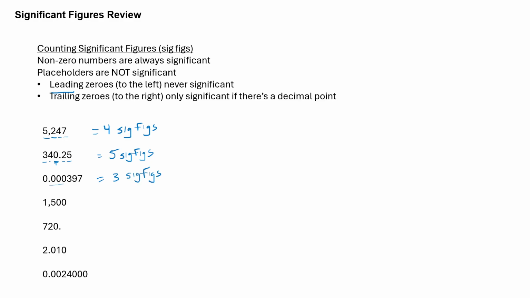Next, we have 1,500. Well, these zeros, their only purpose is to push the 1 and the 5 to the left, right? So in 1,500, these are trailing zeros. These trailing zeros are not significant in this case. So I only have 2 sig figs because those are placeholders. Now, this is a little odd, 720 dot. What is that dot doing there? The purpose of that dot is to tell you that I've measured that far. So that 0 actually is significant if there's a dot. If there's a decimal, then the 0 is significant. So that is going to be 3 sig figs.